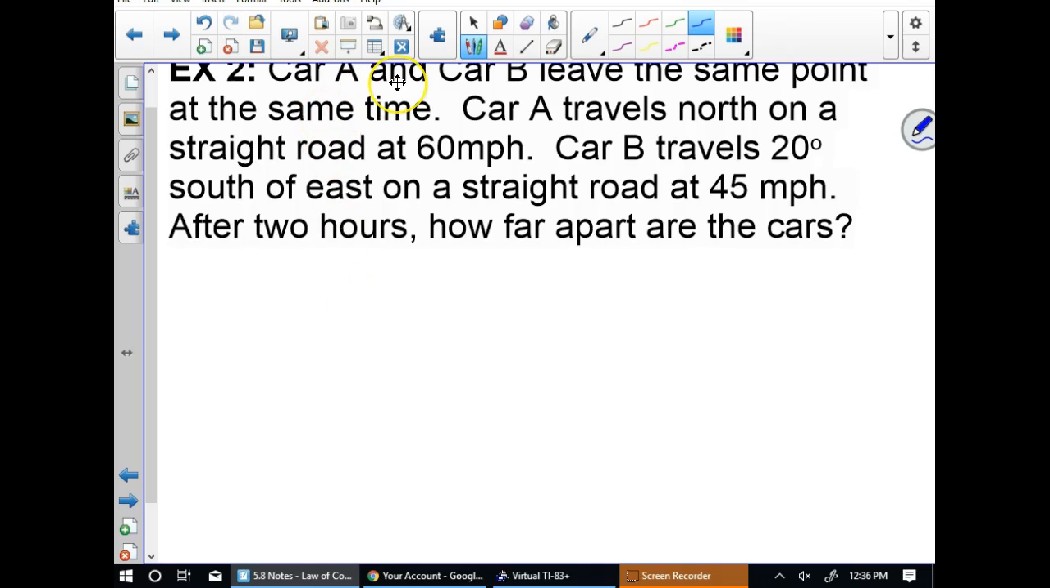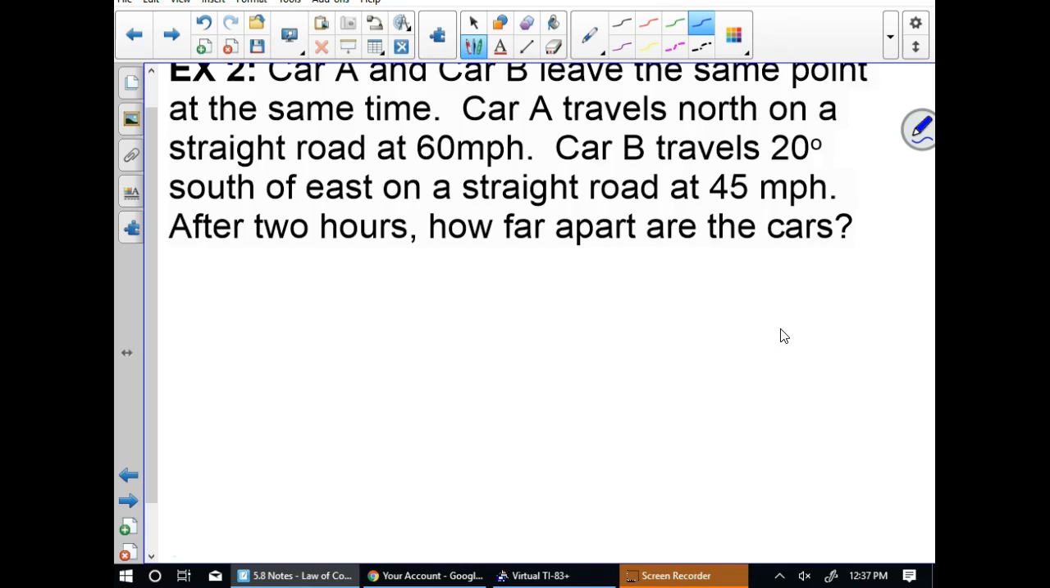All right. So we have car A and B leave the same point at the same time, right? Car A travels north on a straight road at 60 miles per hour, and car B travels 20 degrees south of east on a straight road at 45 miles per hour. After 2 hours, how far apart are the cars? So let's say car A, that's done something wrong, is headed north, and car B, that is the police chasing them, thinks they've gone this other direction, and they start going this other direction, and then we want to know how far off track you are at the end.